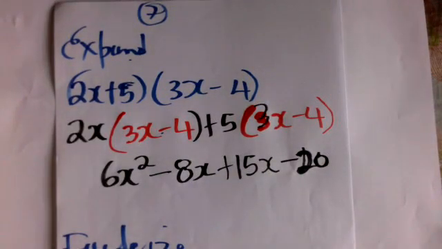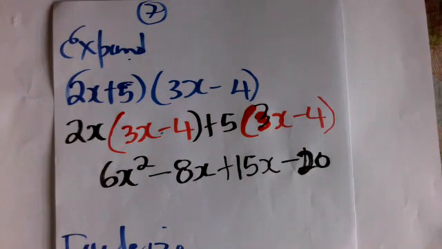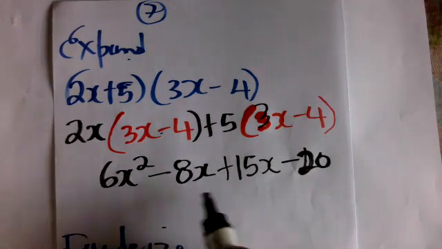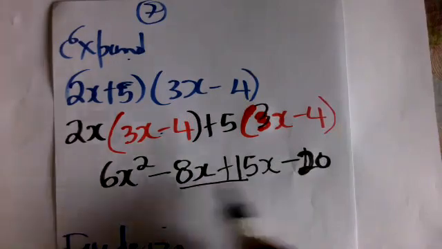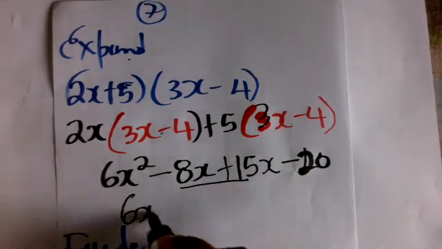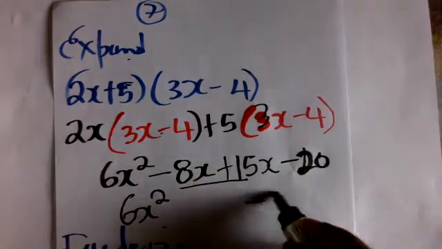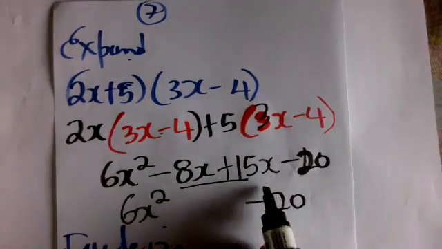Come on, Mr. Penny. All right, so now we have this. We can look and see that these are like terms. These are unlike terms, so we're always going to have but these. So it's 6x squared minus 20. And then we just work out now the middle.